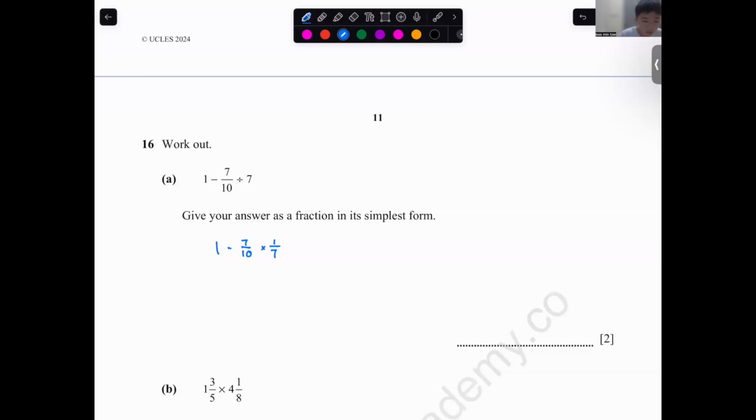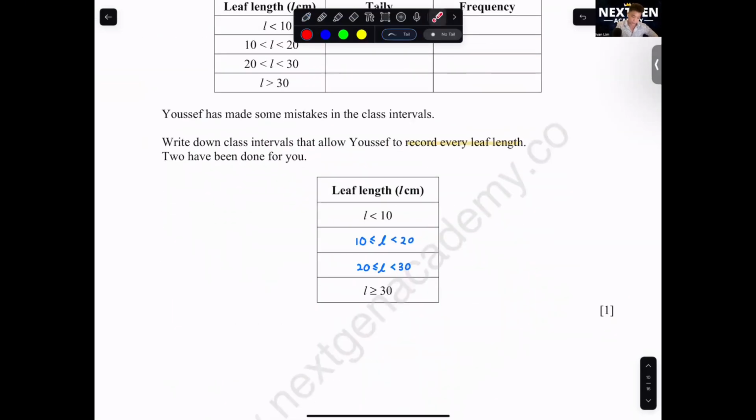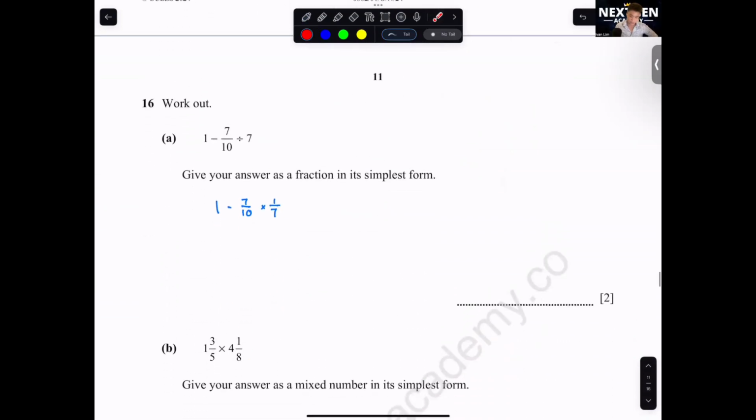Yes. What's the answer 15 again? This one. Yeah, thank you. Okay, thank you. Just change the symbol.